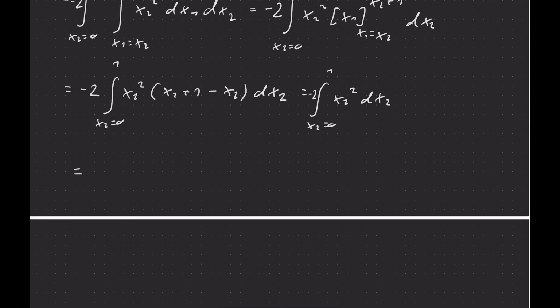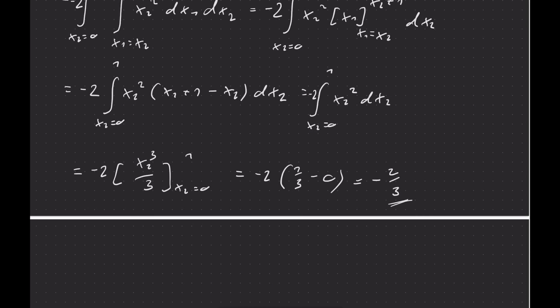So we can finally integrate that x2 expression, and we have minus 2 times x2 to the third over 3, x2 from 0 to 1. So what we get is minus 2 times: upper bound is 1, so we get 1/3, lower bound is 0, so that's minus 0. And that means, finally, we have that this integral is minus 2 over 3 as our final result.